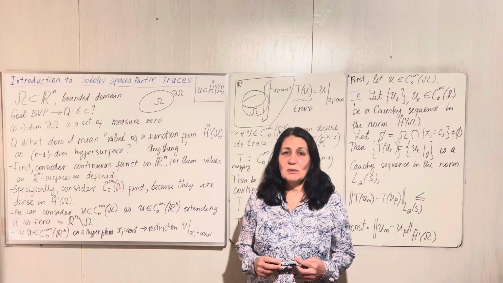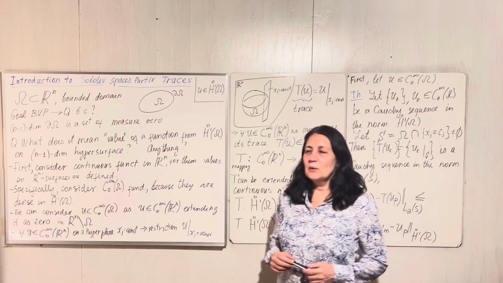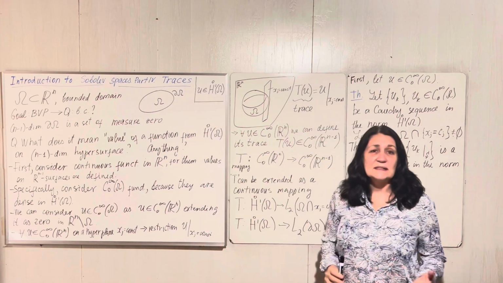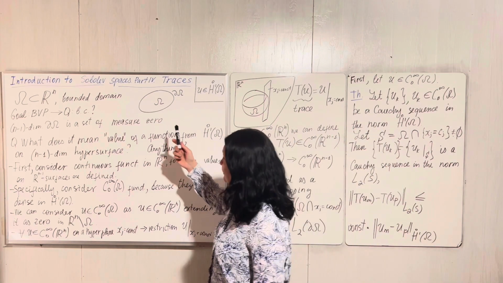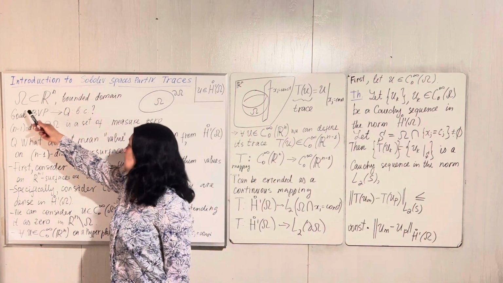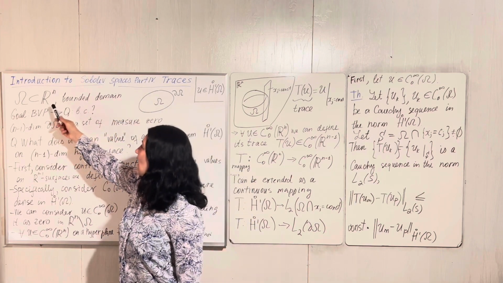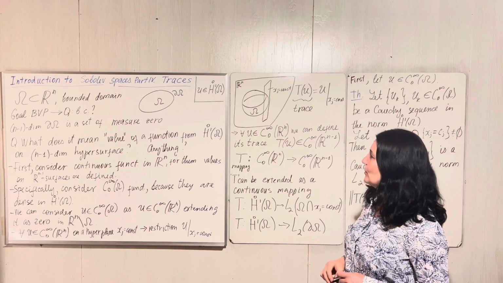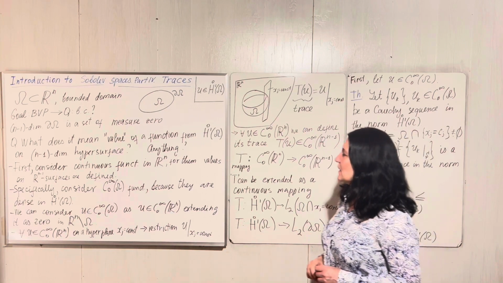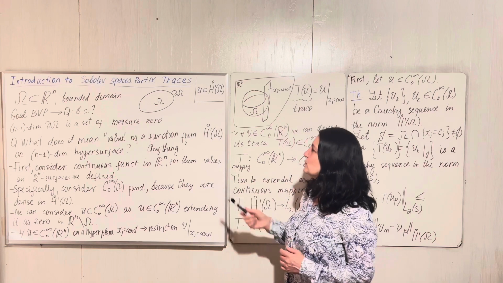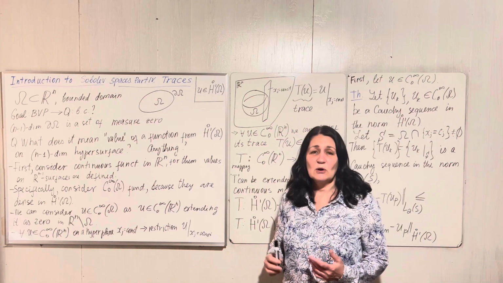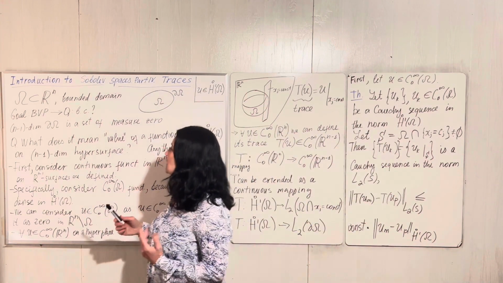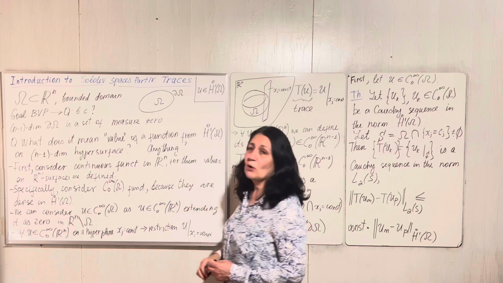We are talking about Sobolev spaces, and we will talk about traces of functions from H10. As usual, we assume that omega is a bounded domain in Rn. What is the motivation for this lecture, and why do we study Sobolev spaces in the PDE course?